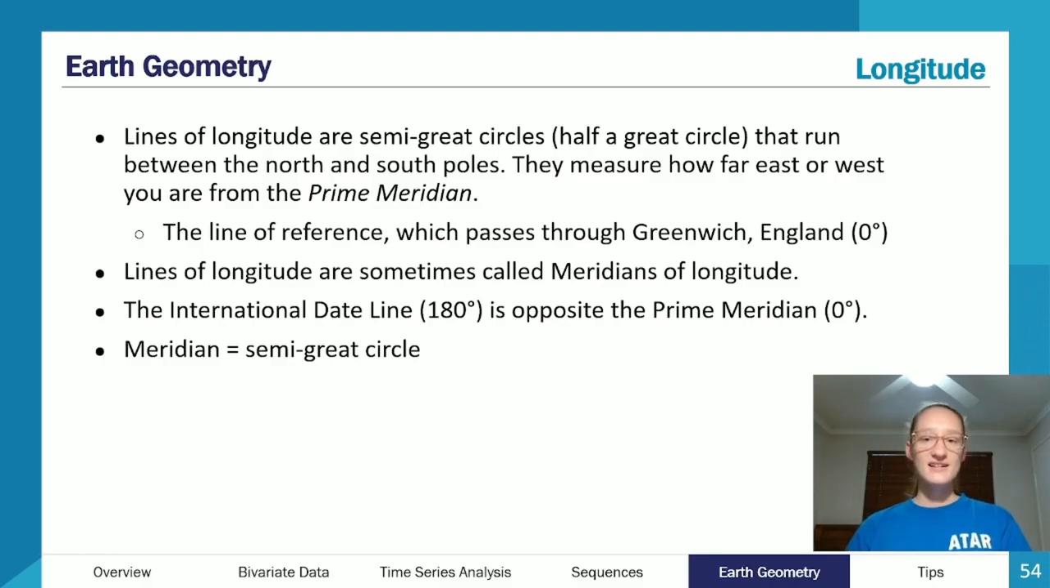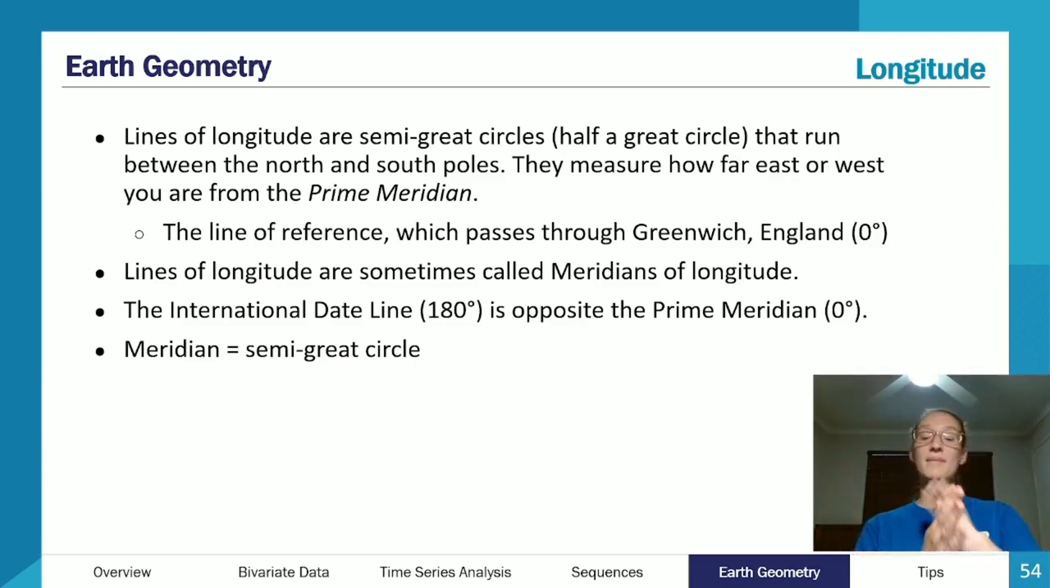Lines of longitude are semi-great circles, referring to half a great circle, and they run between the north and south poles, like we saw in the previous slide. They measure how far east or west you are from the prime meridian. When we're talking about latitude, north and south, our invisible reference is the equator, but we don't have a vertical equator. So we've made up this invisible point of reference called the prime meridian. When we're talking about east or west in longitude, we're talking about how far east or west a point is from the prime meridian, which is our line of reference.